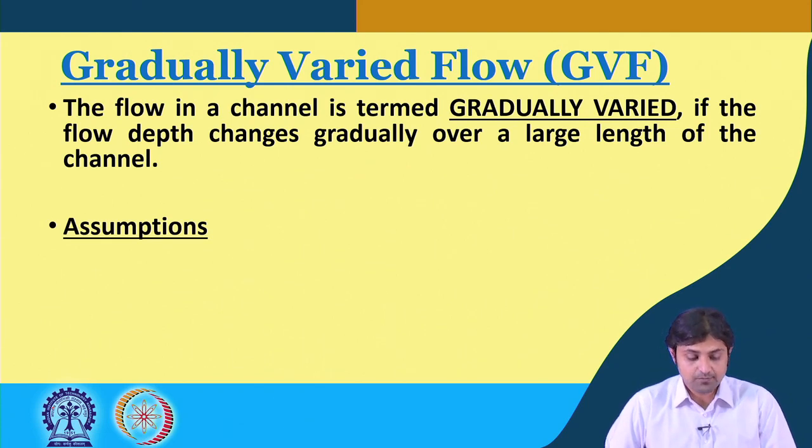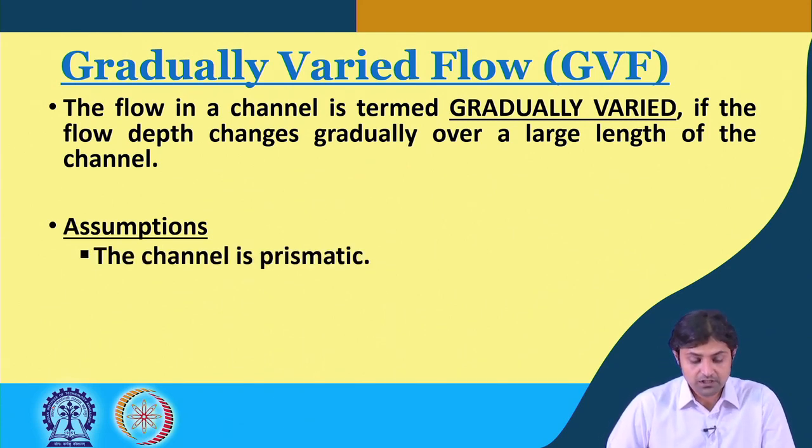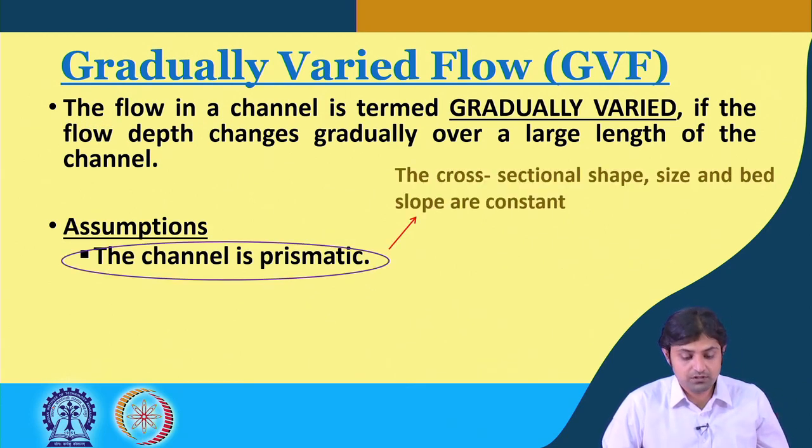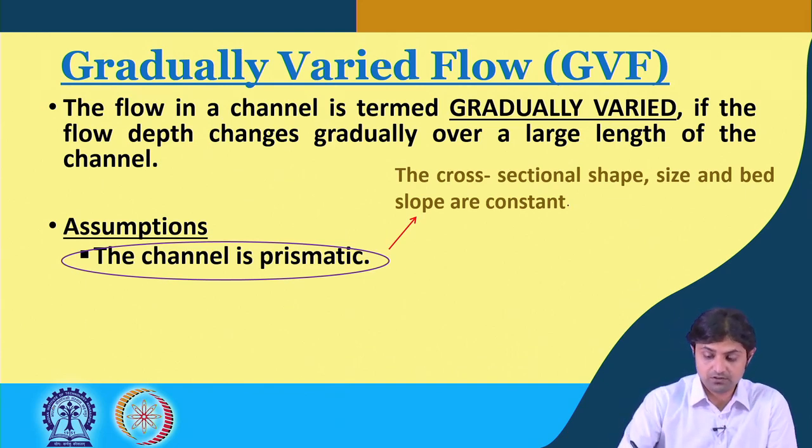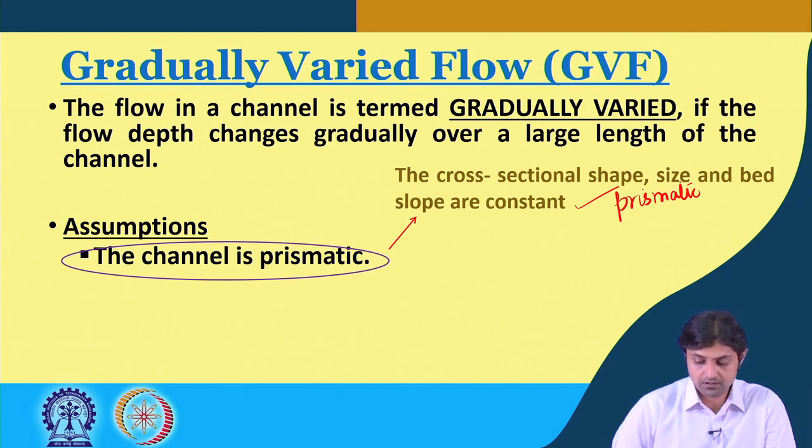So, what are the assumptions behind gradually varied flow? First, that the channel is prismatic. What does it mean that the channel is prismatic? That the cross sectional shape, size and the bed slope are constant. So, this is what it means to be prismatic.